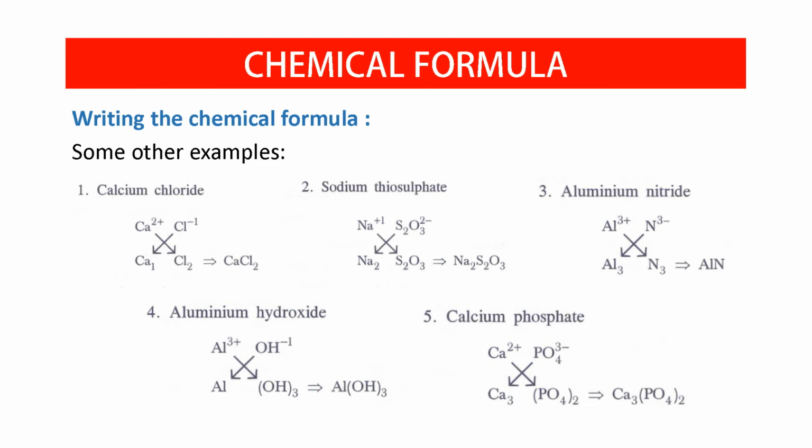Like sodium thiosulfate, we can see another example. We write the positive radical first, sodium plus 1, then the negative radical, S2O3 minus 2. Radicals you have to learn. In your book there is a list of radicals, the positive radicals and negative radicals. So you have to remember the radicals. After that you can make the formula. So learn it by heart, and it is very easy to make the formula.